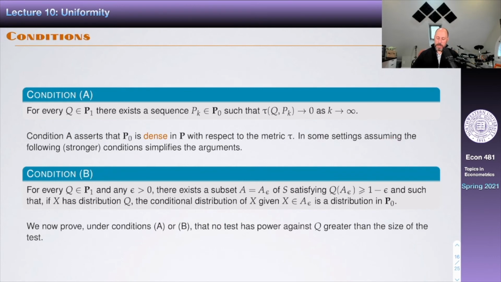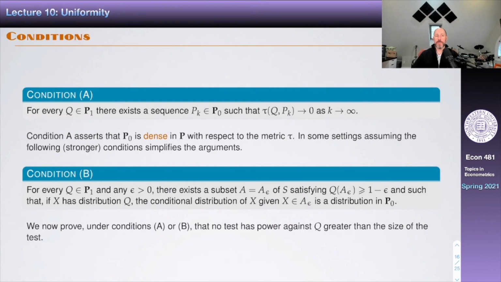And in some settings, assuming the following stronger condition simplifies the argument. So condition B, which we're going to show implies condition A, says the following. For every Q in bold P1 and any epsilon, there exists a subset A, which of course will depend on epsilon, of S, satisfying Q of A is greater than or equal to 1 minus epsilon. So there exists a high probability under Q subset, okay? And such that if X has distribution Q, the conditional distribution of X given X belongs to A is a distribution in P0.